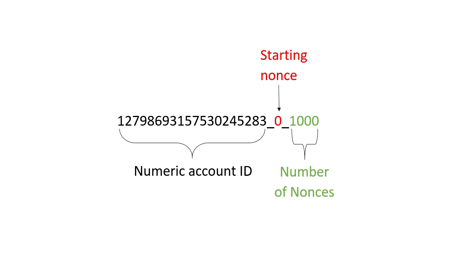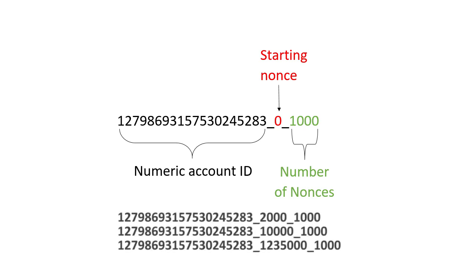When creating multiple plot files, it's important that you do not have overlapping plots. So if I were to create another plot file with another 1,000 nonces, I would want to start at a number higher than my previous plot file. The simplest way to do this is start nonce plus the number of nonces. In this case, 1,000. So the starting nonce for the next plot file would be 1,001. Alternatively, I could just start my next plot file at another number like 2,000. Plots don't have to be sequential. It doesn't matter if you have gaps. The important thing is that they do not overlap.